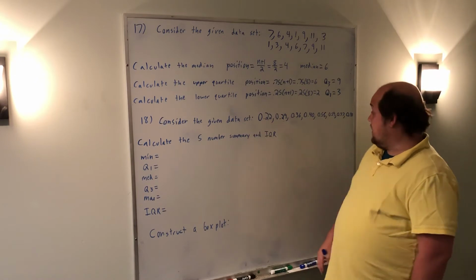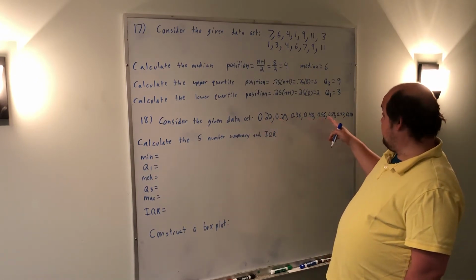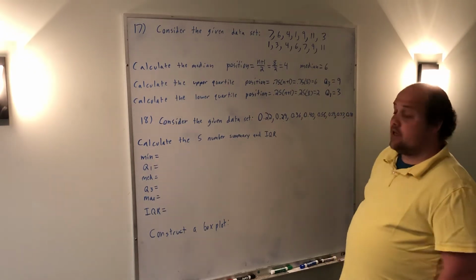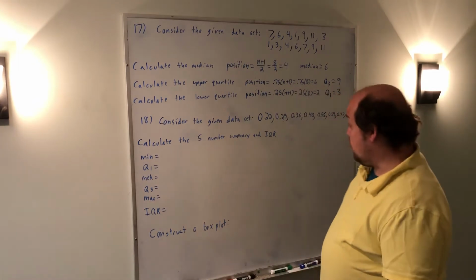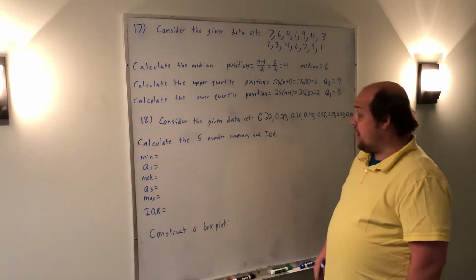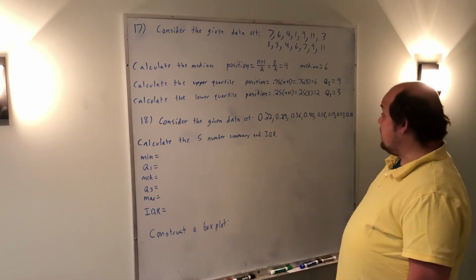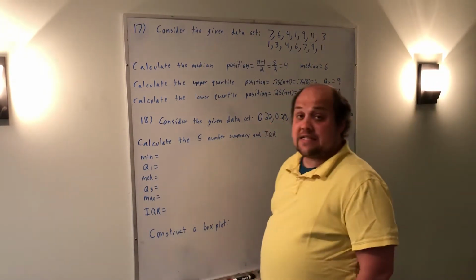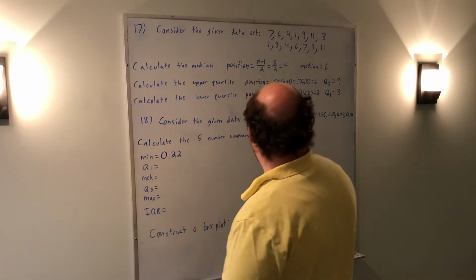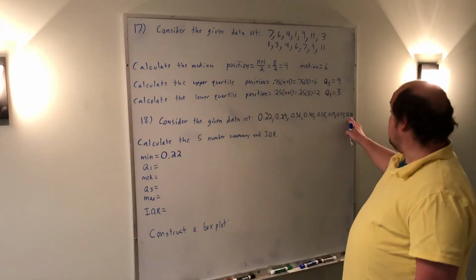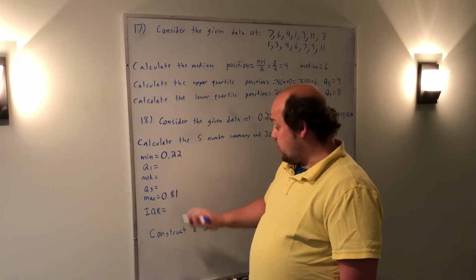Here in problem 18, we're given a data set with 1, 2, 3, 4, 5, 6, 7, 8 numbers, but luckily they're already in ascending order for us. So we can move on to calculating the 5-number summary, and we can easily fill in the first and last answers. The minimum is just the very first thing listed, the smallest thing in our data set, in this case 0.22. The maximum is the largest thing in our data set, in this case 0.81.